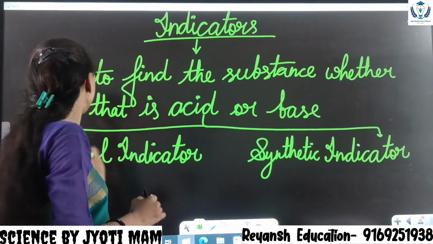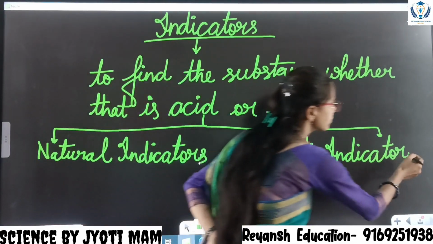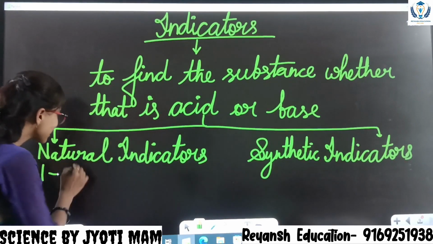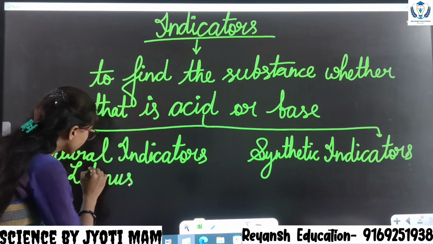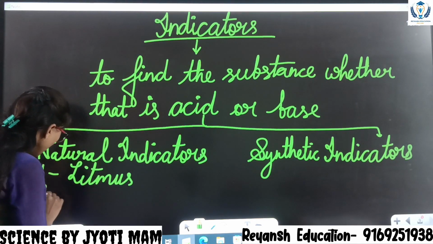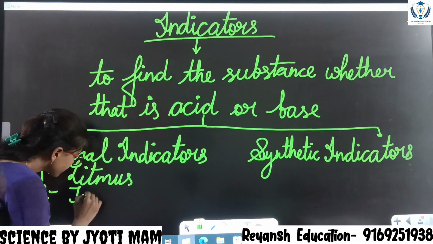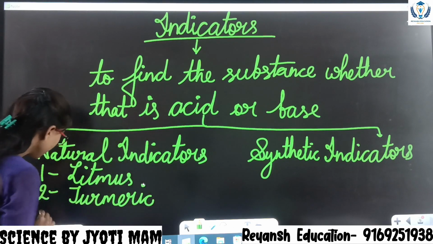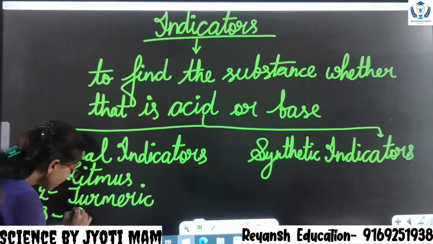The examples of natural indicators are: first one is litmus, second one is turmeric, and third one is China rose.